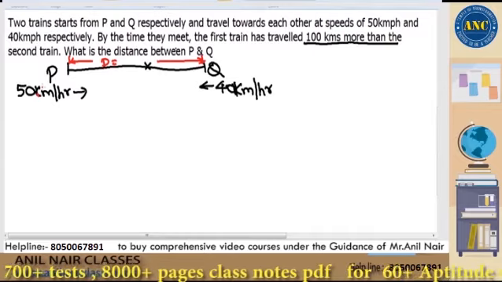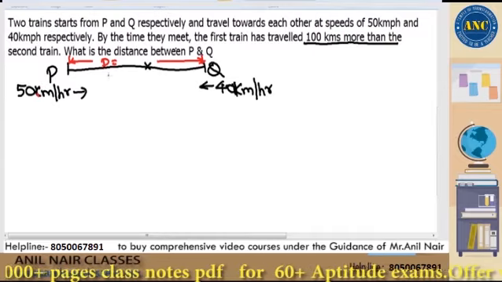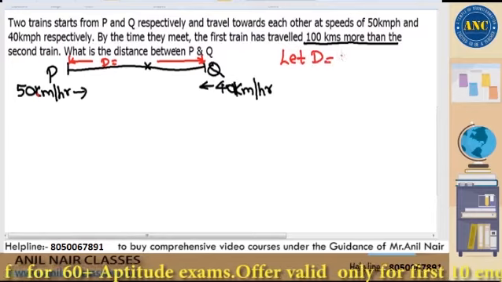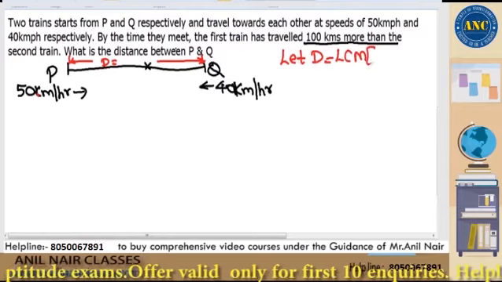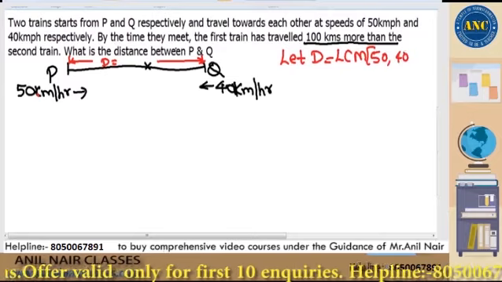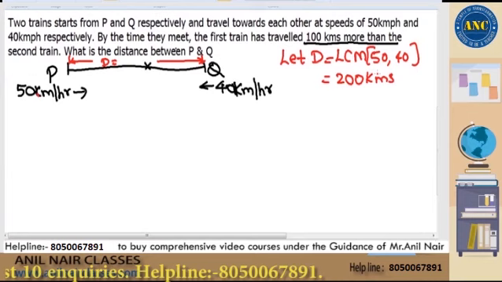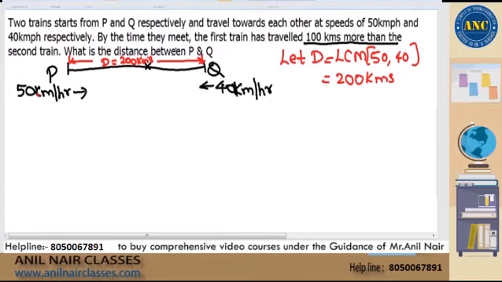Now see here. Listen to this carefully. I want to find the distance, but I know that the distance is constant. I'll assume it as the LCM of 50 and 40. LCM of 50 and 40 is 200. I am assuming the distance as 200 kilometers. This is my assumption. It may or may not be the correct value.